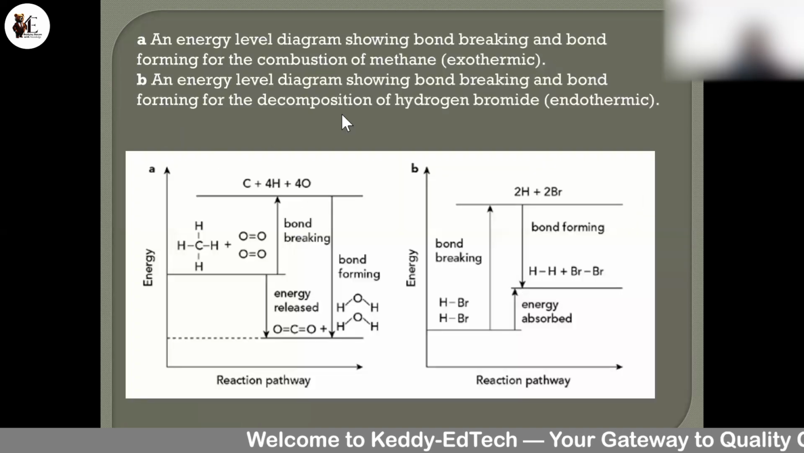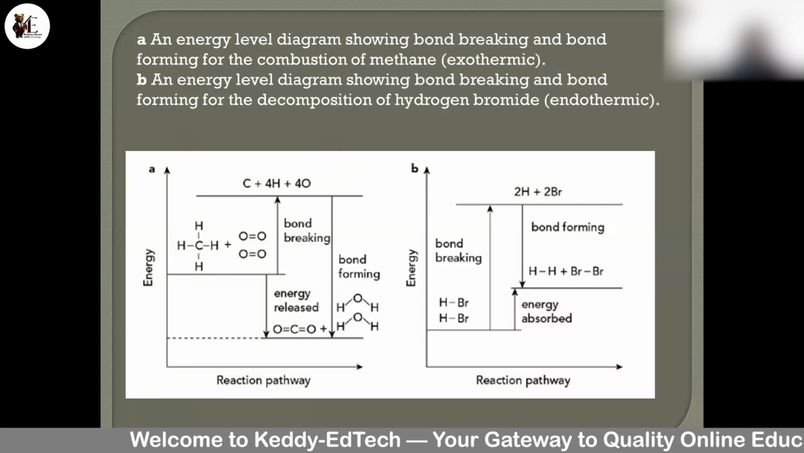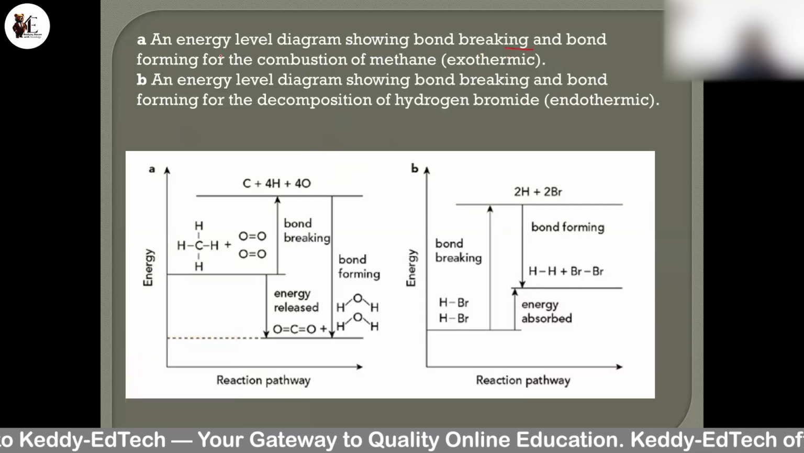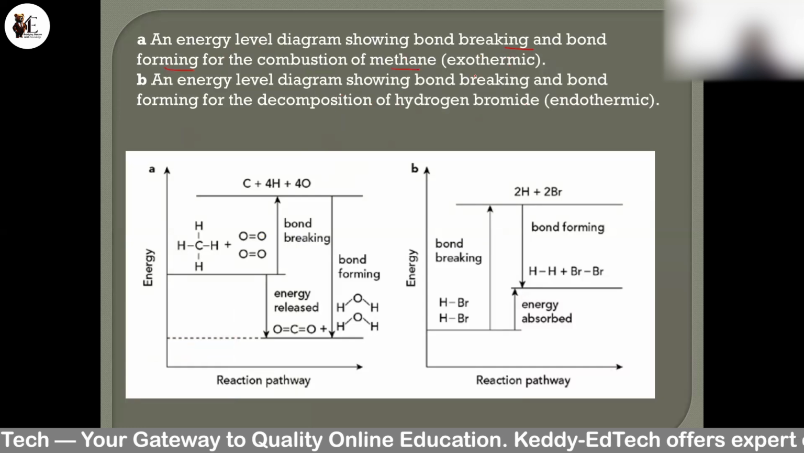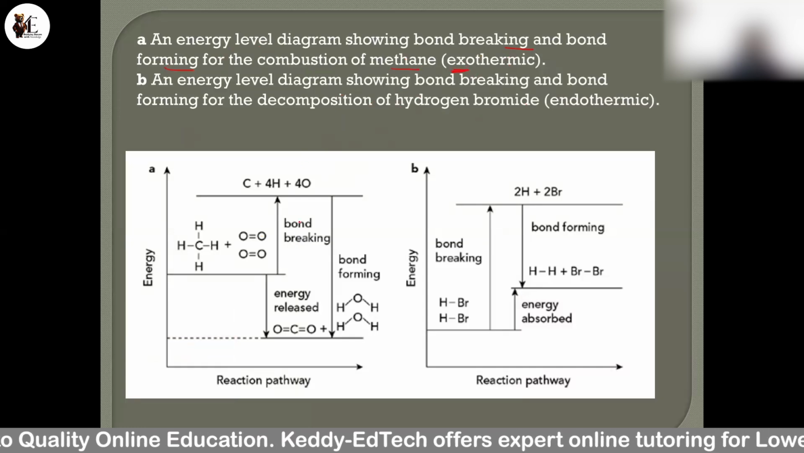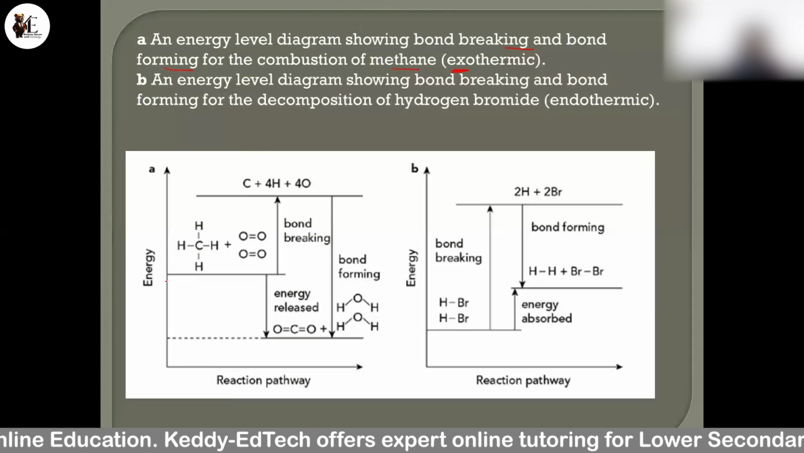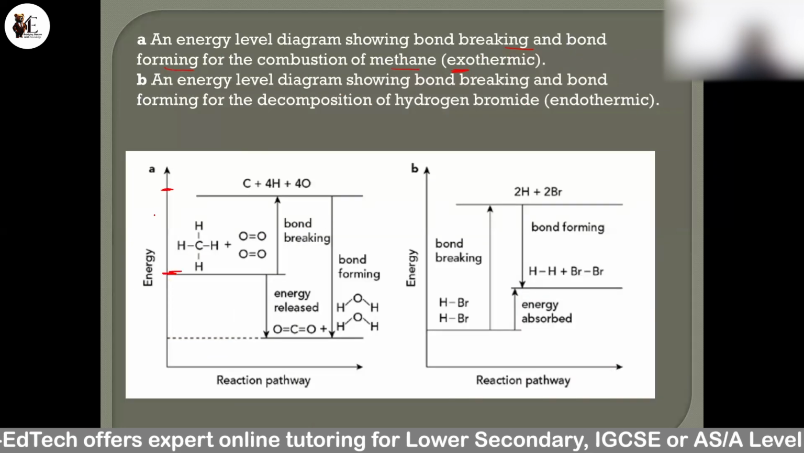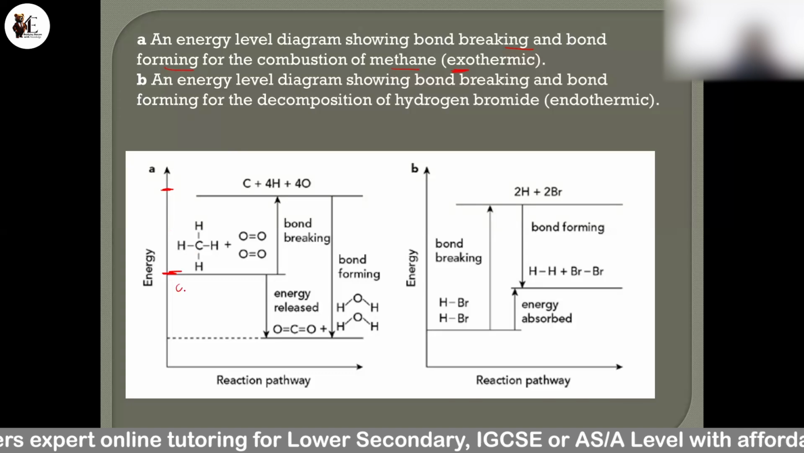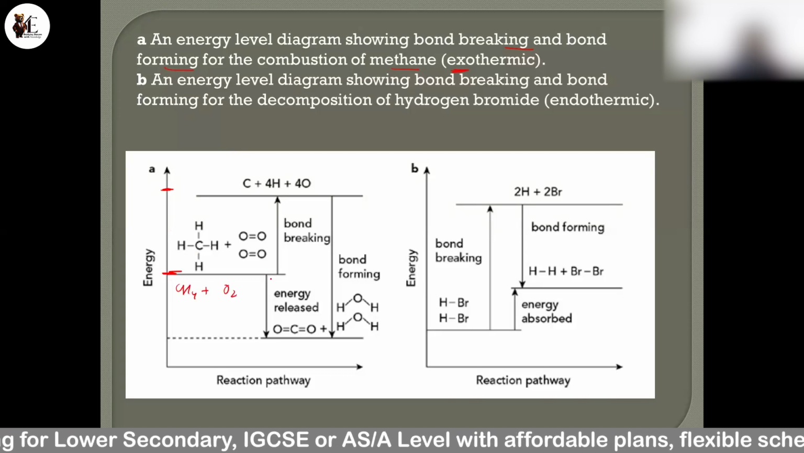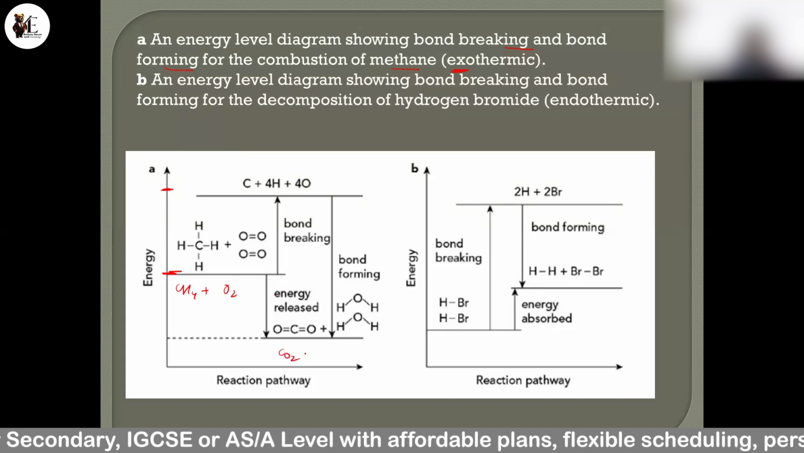Here you can see the reaction pathway diagram. The first one is the energy level diagram, which shows bond breaking and bond forming for the combustion of methane. It is an exothermic process. This is the energy of reactants and this is the energy of products in the exothermic reaction. This CH4 reacts with O2 to give CO2 plus H2O.